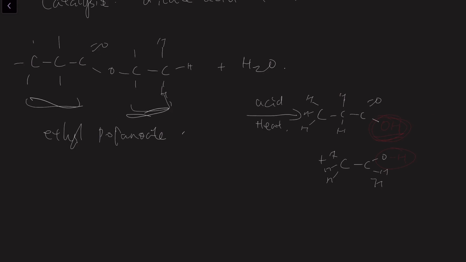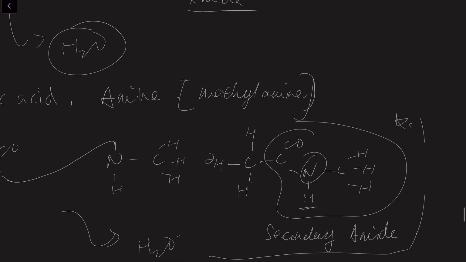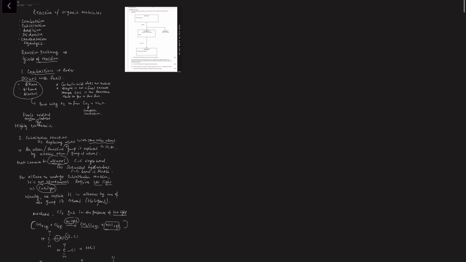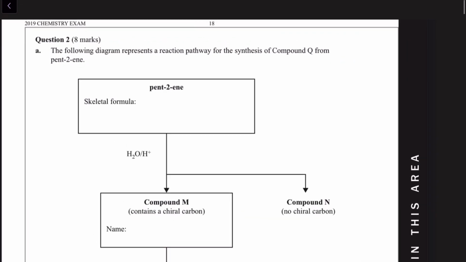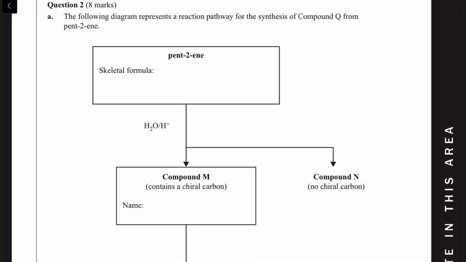So now let's do a practice with regard to reaction pathway. So this is taken directly from the 2019 chemistry exam. So the first question is to draw the skeletal formula for pent-2-ene. So let's have a go of this question.